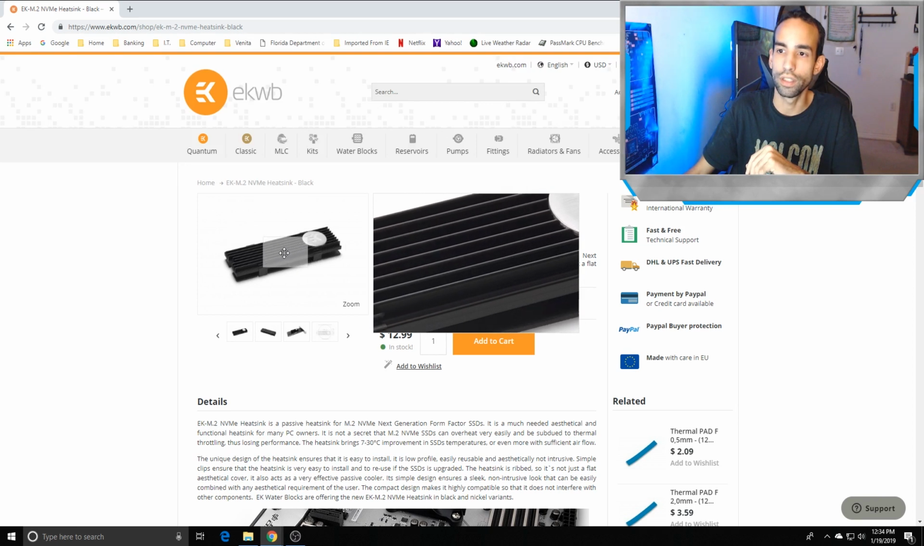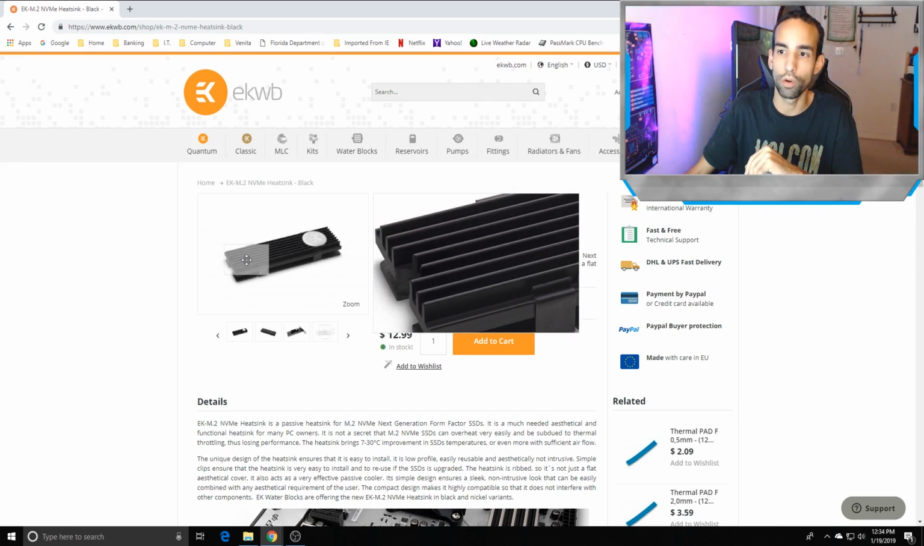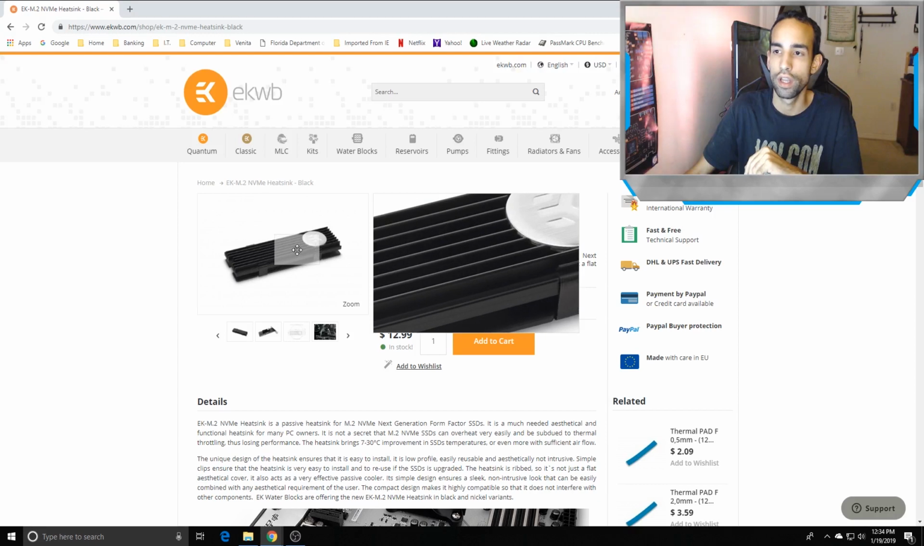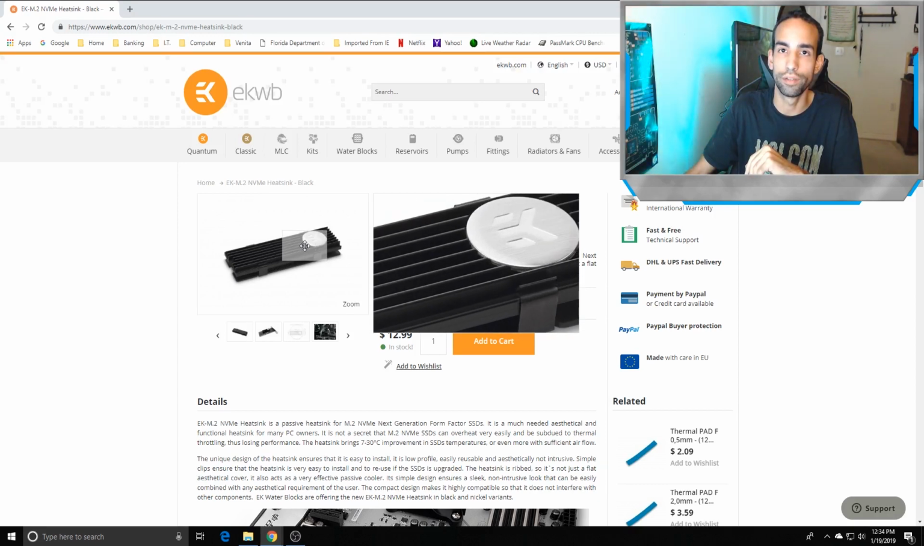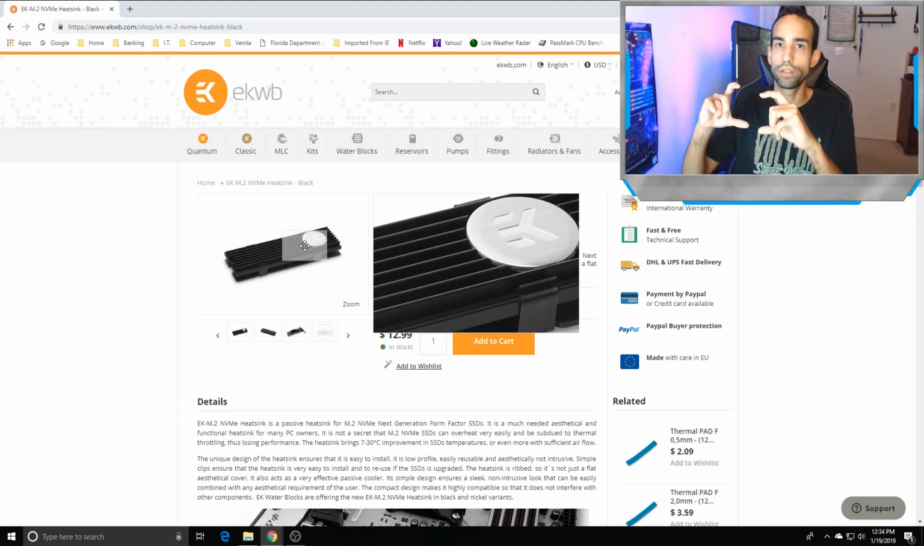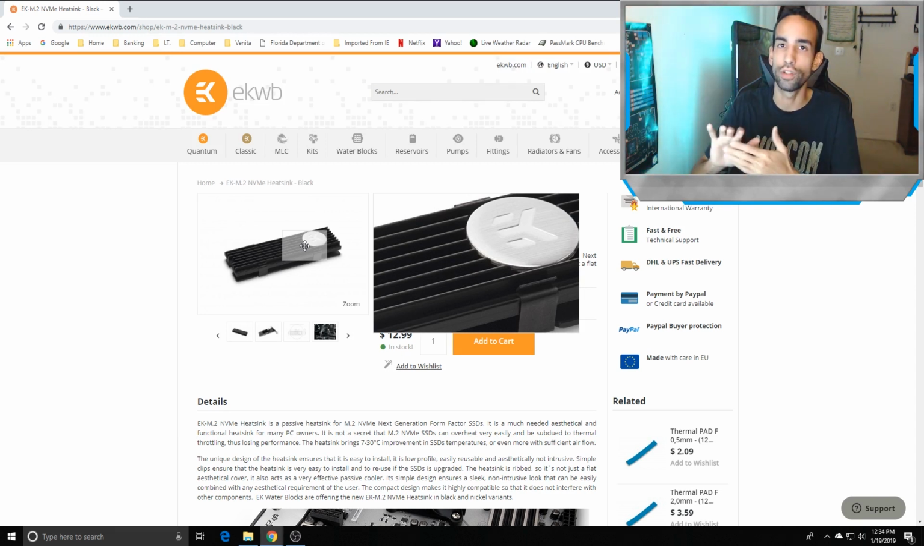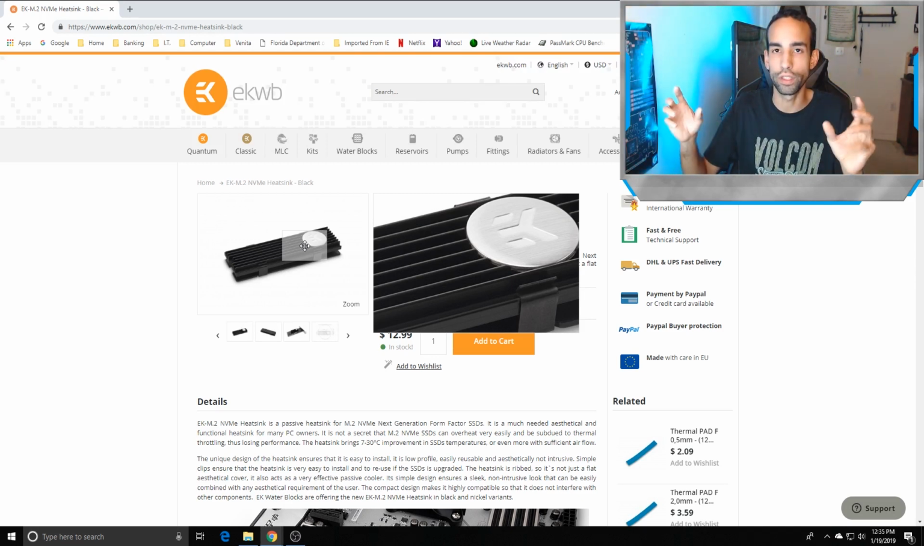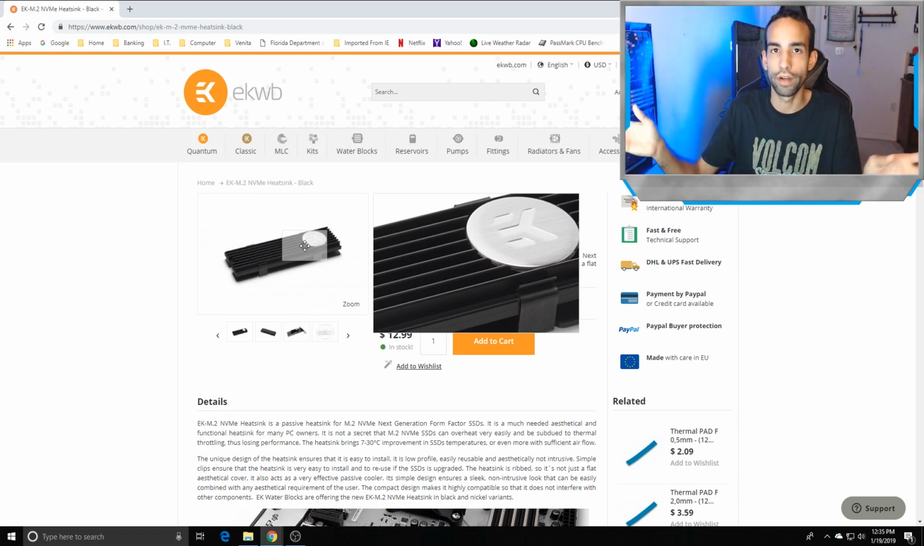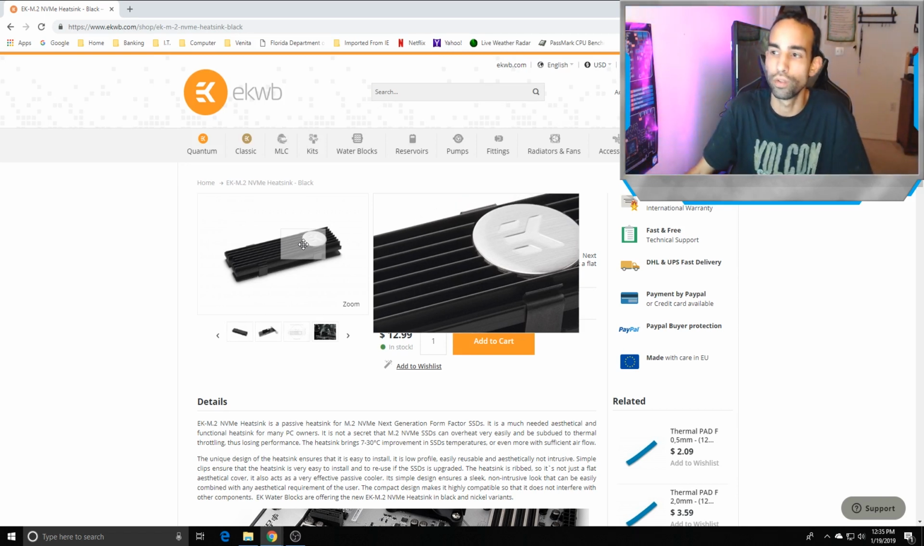EK Water Blocks makes the M.2 heat sinks, which for me is the better choice, because my RTX 2080 takes up 2.75 slots in the case itself, sits right over the M.2, and there's no airflow, especially when the fans are turned off, because the fans turn off below like 55°C. And then when I'm gaming, it kicks on. But when it kicks on, all it's doing is taking that air in and blowing the hot air onto the M.2, which can also raise the temperatures.